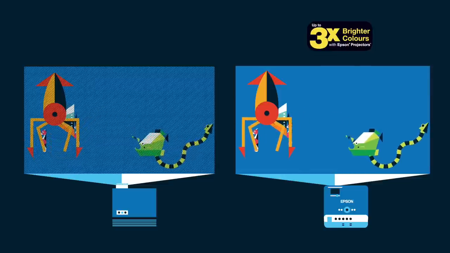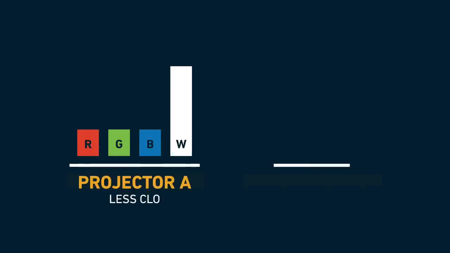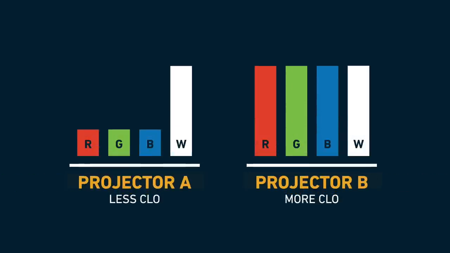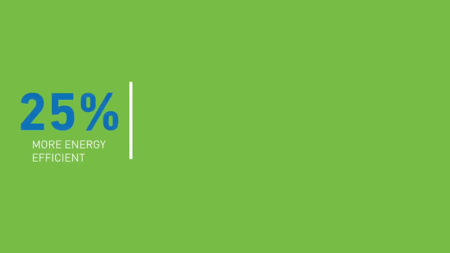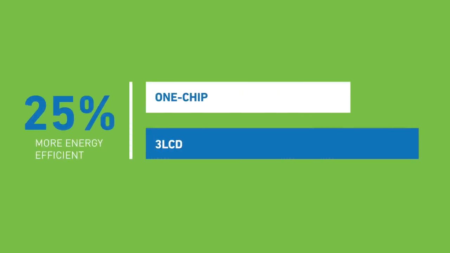The difference is clear. A recent study found that 3LCD technology produces three times higher color brightness and is on average 25% more efficient than one-chip systems. That's why Epson always provides consumers with both the white brightness and color brightness.